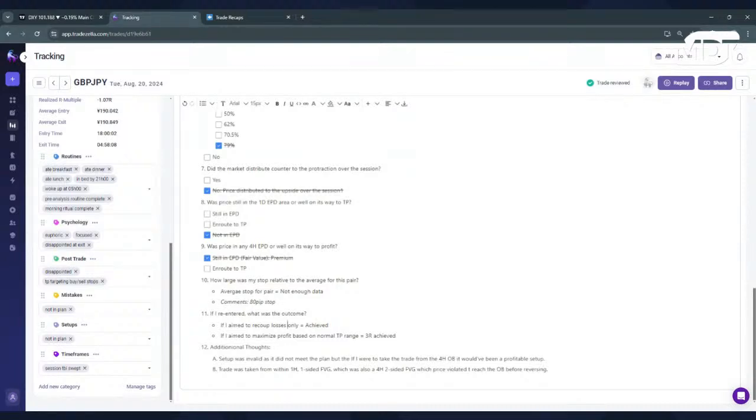And then a takeaway from a recent lesson: if you've identified the correct entry area, you could time your entry incorrectly, or you could just get stopped out during a liquidity sweep or raid on highs or lows. So looking at if I did re-enter, if there was an opportunity to re-enter, what would the outcome be?